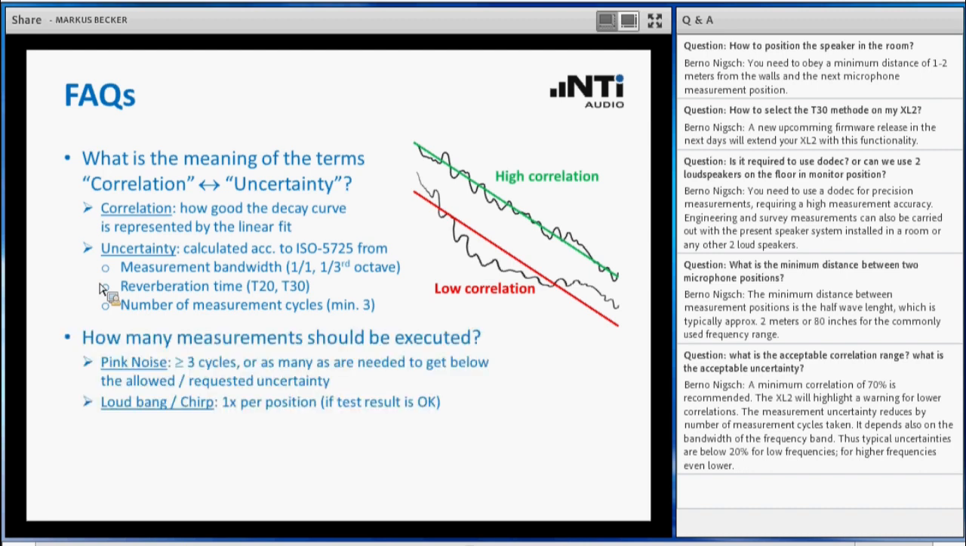This leads us directly to the second question: how many measurements have to be executed? The standard requires, for precision measurements, a minimum of 3 cycles if you are using the pink noise stimulus signal. We would extend that recommendation to say that you should acquire as many cycles as are needed to get the uncertainty below the requested threshold. On the other side, if you are testing with a loud bang or a chirp signal, then it is sufficient to acquire just 1 measurement per position. Of course, provided that this single shot measurement is okay for all the bands.